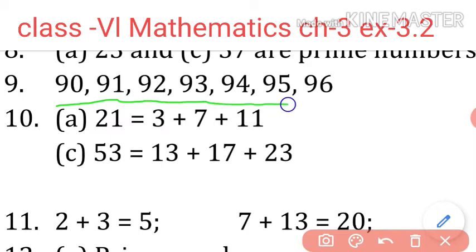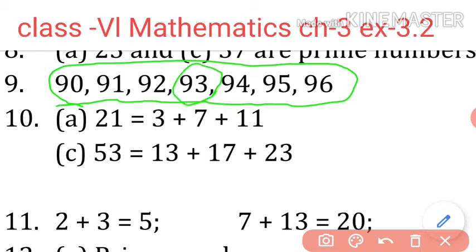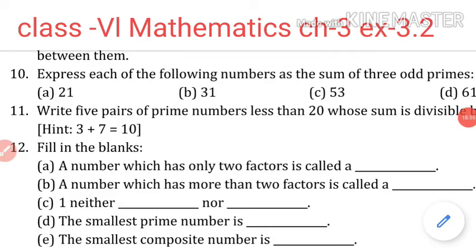Now you can see 90, 91, 92, 93, 94, 95, 96. These all are what? Consecutive composite numbers. And there is no prime number between these. Because 91 is not a prime number, and 92 is also not a prime number. 93 is also not a prime number, because 93 will divide by what? 3 also, isn't it? Now again 95 is also not a prime number. 94 is not a prime number, and 96 is also not a prime number. So these are consecutive numbers, and there is no prime number among the given numbers.